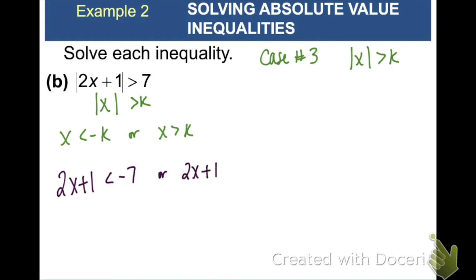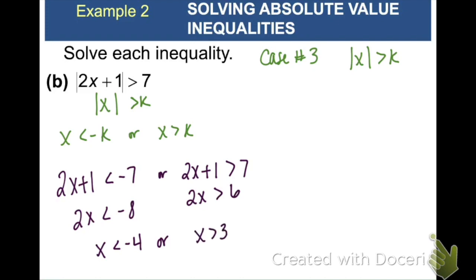Now we're just going to solve these two independent of each other. So subtract 1 over and divide by 2. Again, subtract 1 over and divide by 2.